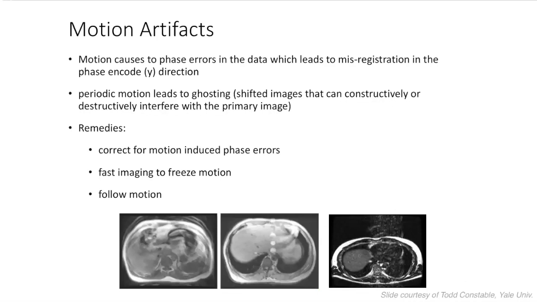So, motion artifacts: anybody who's scanned a lot of people has probably come across them. Motion causes phase errors in the data, which leads to a misregistration in the phase encode direction. Periodic motion leads to ghosting: these shifted images that can constructively or destructively interfere with the primary image. Some of the solutions, which I'll also provide later: you can correct for the motion-induced phase errors, you can do some fast imaging, or you could try to follow the motion and correct for it.